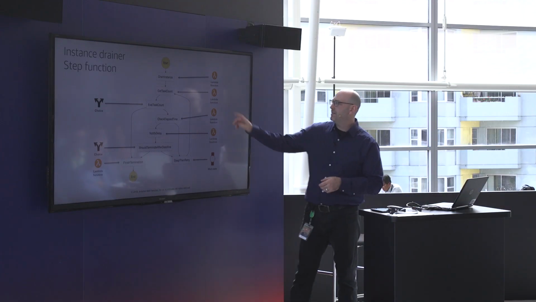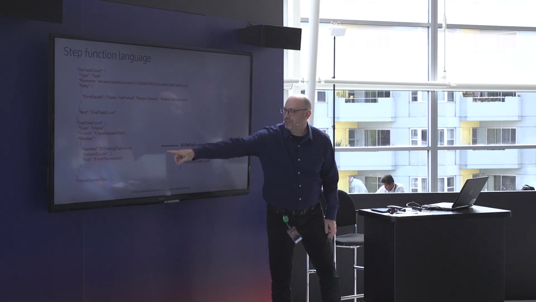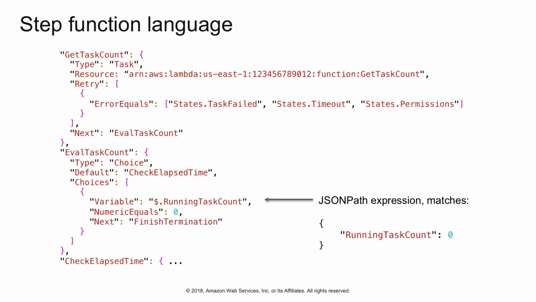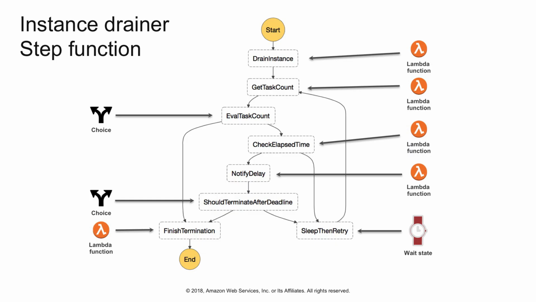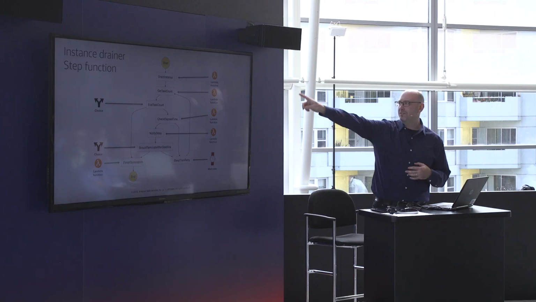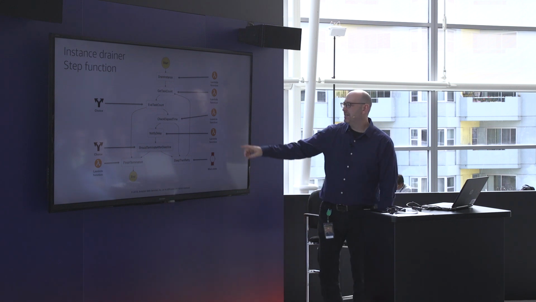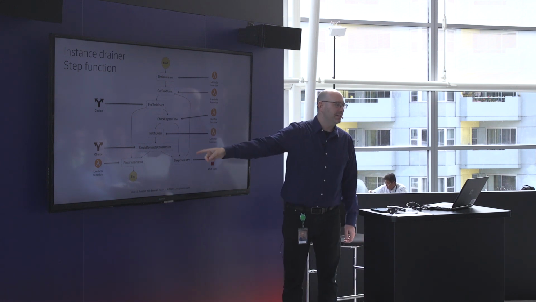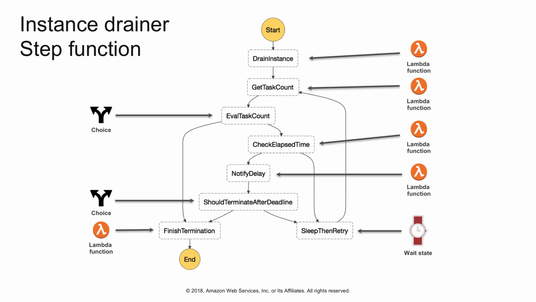And then the next step is to invoke a choice called eval task count. As you saw on the previous page, if it's equal to 0, then we're going to go to finish termination, which starts the termination process over here on that instance. Otherwise, we're going to check the elapsed time, the time since we started the step function, because we record that in the state that we're passing around. And if the elapsed time is below our threshold, we just sleep, which is a wait state, and then retry. It waits, then goes back to eval task count.